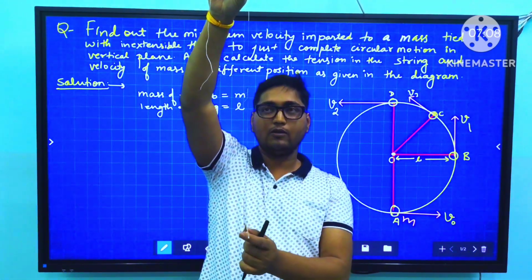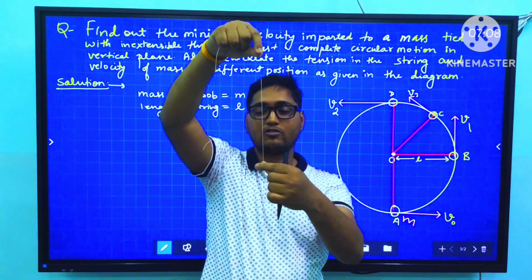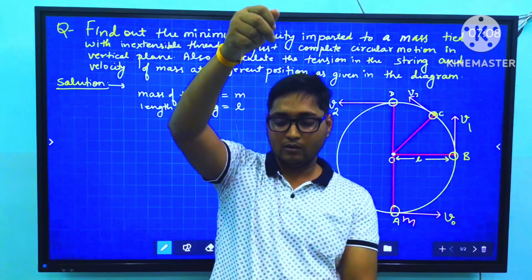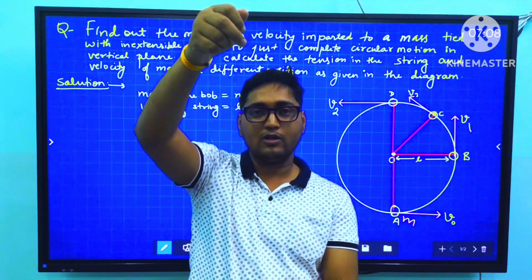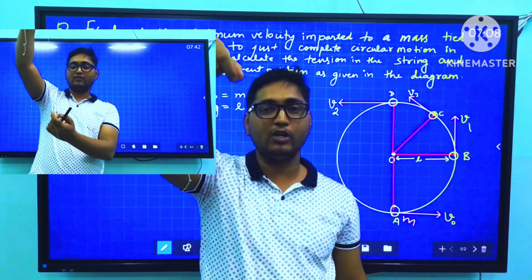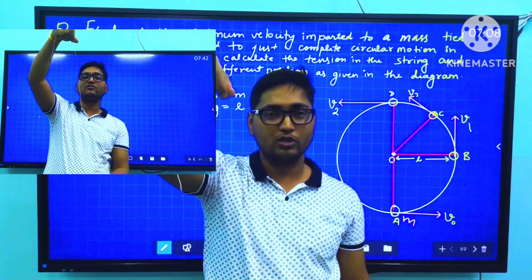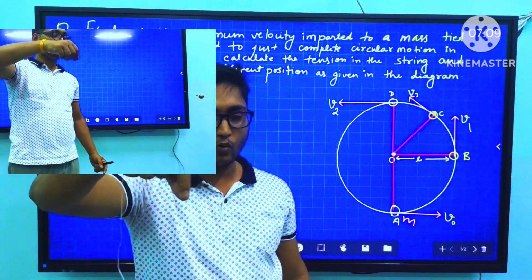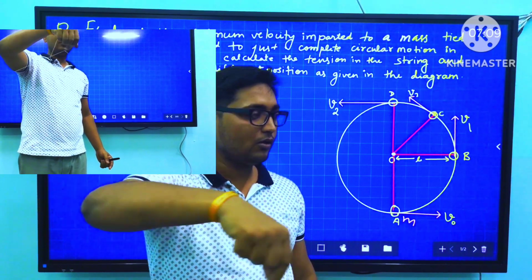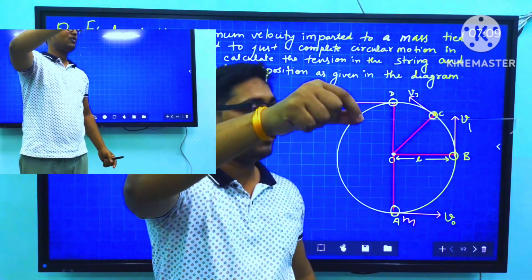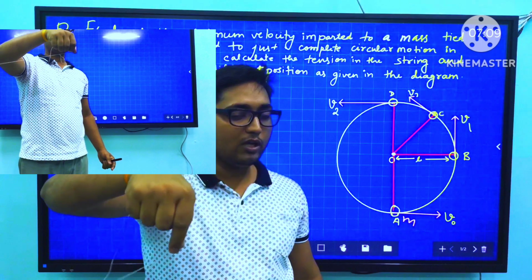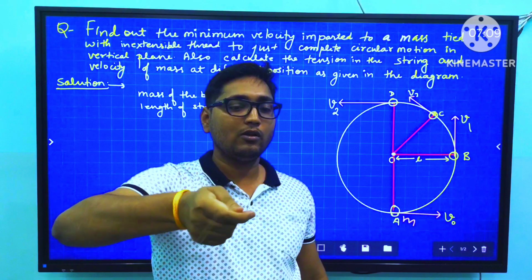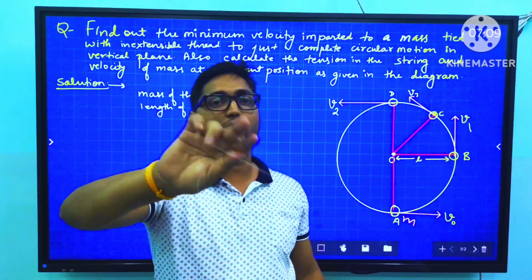We have a mass tied with an inextensible thread, and I want to calculate the minimum velocity given to the mass at the lowest point for which it can just complete the vertical circular motion. Suppose I am not giving sufficient velocity at the lower point, the object will return like this. It will not complete the circle. There will be a minimum velocity. If I give that velocity, the object will just complete the vertical circular motion.